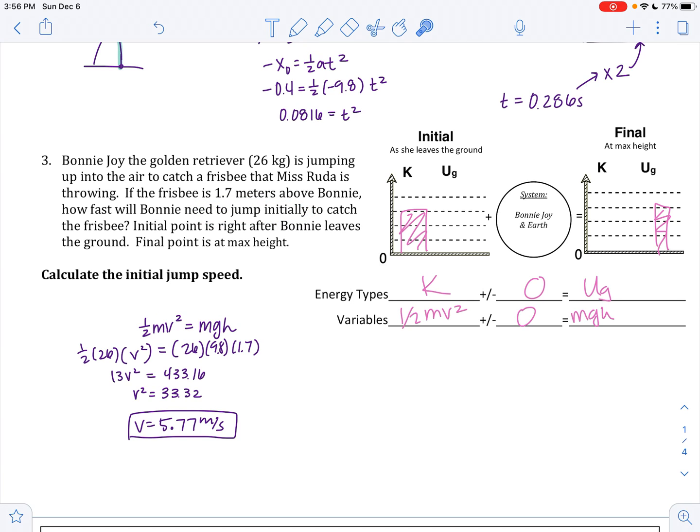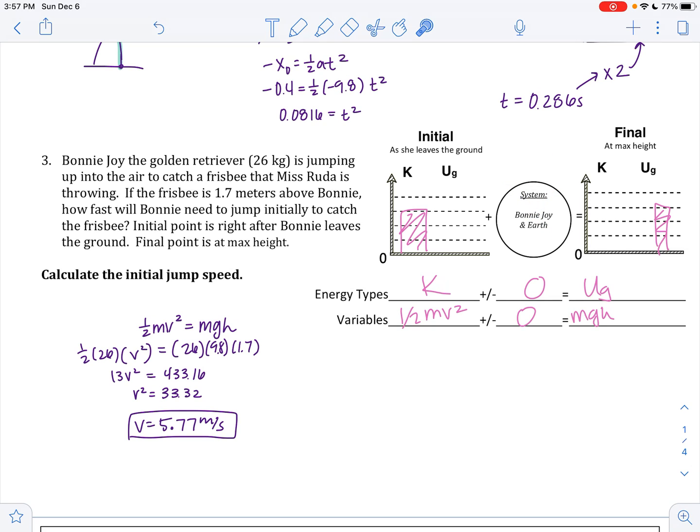And what we're going to do is, when she jumps up, we're going to assume she's not still going up in the air when catching the frisbee right here. She's going to jump up, catch the frisbee, and then jump right down. Initially, as she leaves the ground, whenever someone is just launching or just leaving the ground, we always say they have 0 UG. They're at the lowest point. And it's all energy stored kinetically, so 1/2 mv squared. At her maximum height, she's still not going up, so it's going to be all energy stored gravitationally, mgh. And there's nothing adding or taking away any energy, so this is 0.